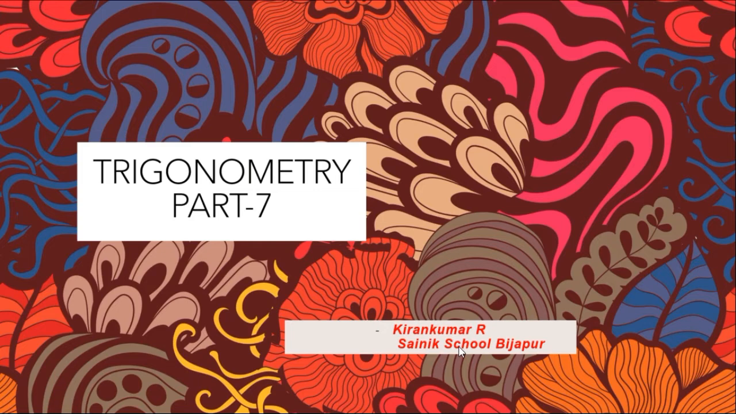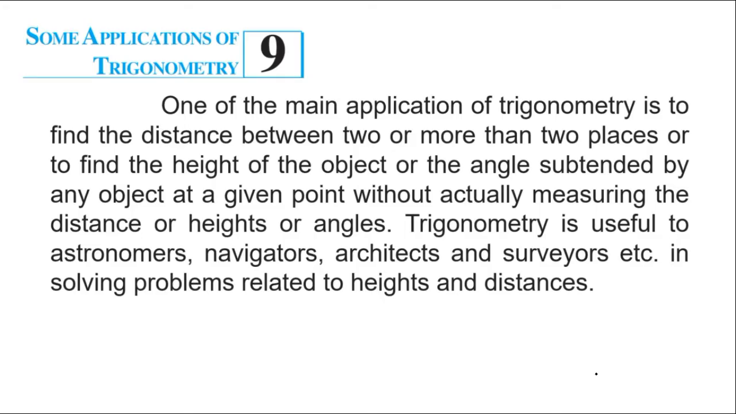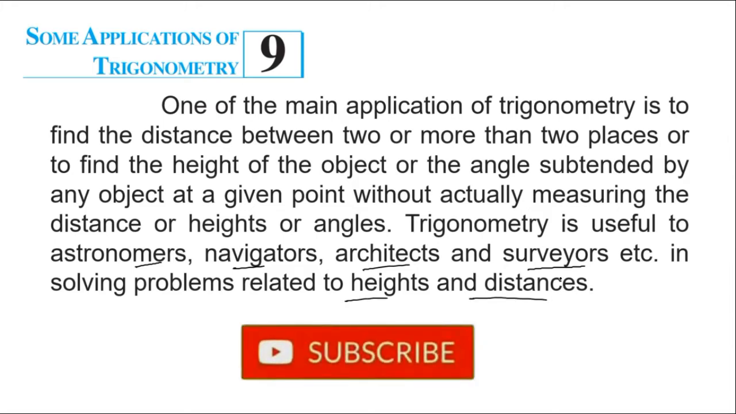One of the main applications of trigonometry is to find the distance between two or more places, or to find the heights of an object or the angle subtended by the object at a given point without actually measuring the distance or the height or the angle. Trigonometry is useful to astronomers, navigators, architects and surveyors, etc. in solving problems related to heights and distances.